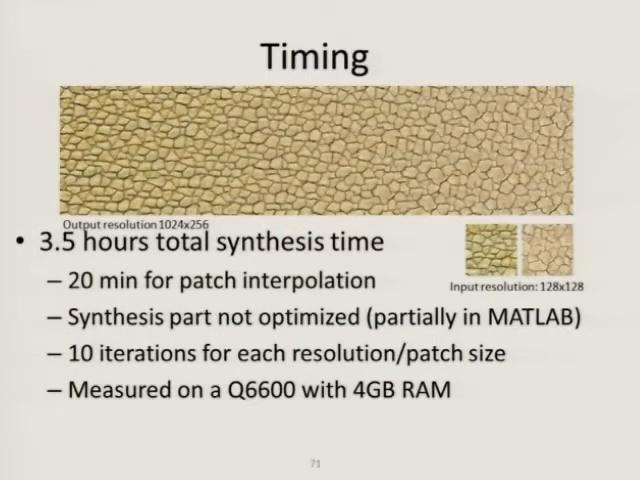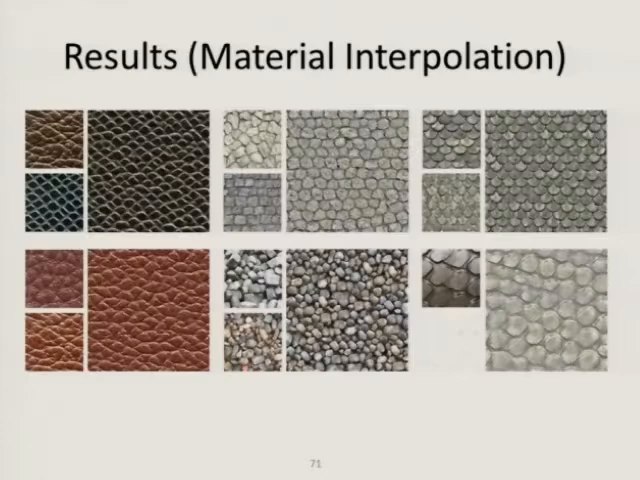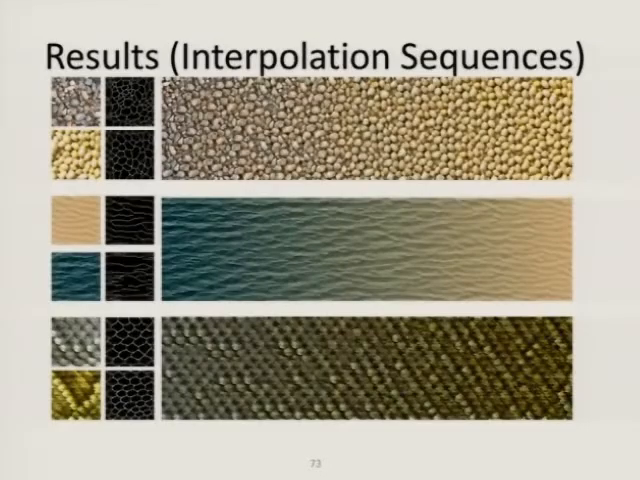Here is timing, of course, that's not so good. We need 3 and 5 hours synthesis time for this sequence, from this material to this material. And I have some more results here, what you can see here. Okay, these are simply the interpolations we get here, for sand and water. It looks quite reasonable. And even here, for these stones and so on, I think we get nice transitions between objects.